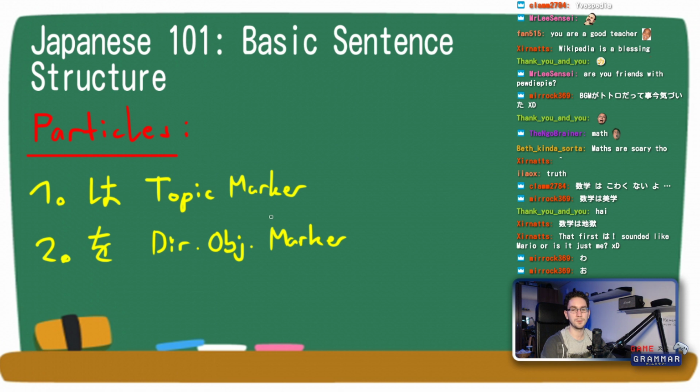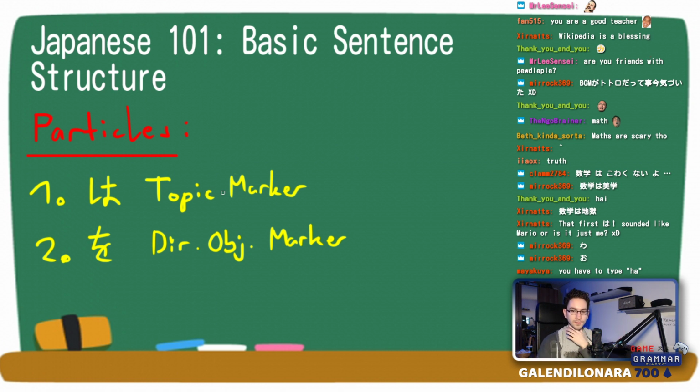You can also replace the word marker here with particle if you want to. You have to type ha.